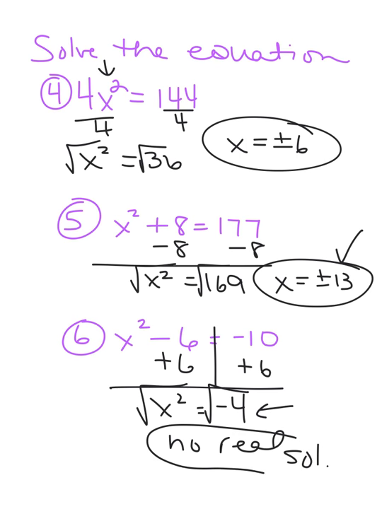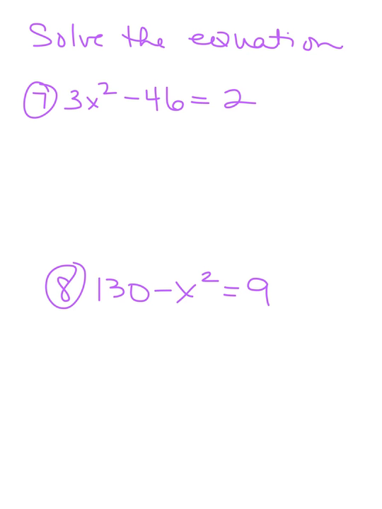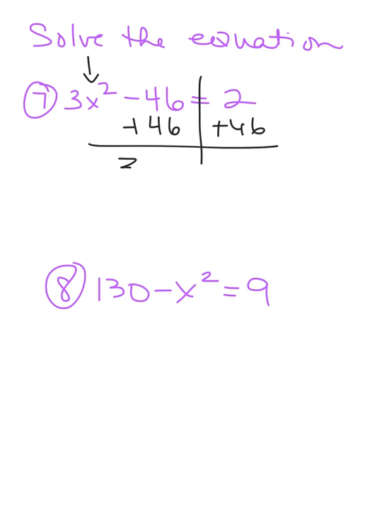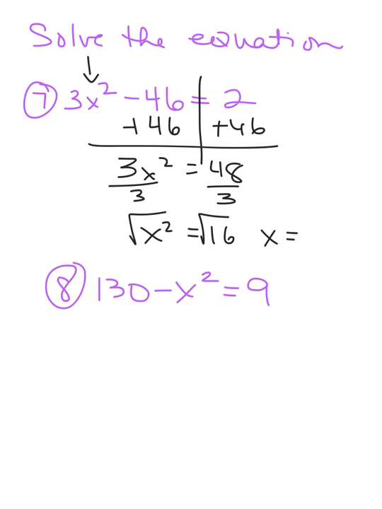Let's continue solving some equations. And number 7, this is going to be a multiple step process. So there's my wall. I want to get my x squared by itself. So the first thing I'm going to do is add 46 to both sides. And I'm left with 3x squared is equal to 48. Divide both sides by 3. And I have x squared is equal to 16. Take the square root of both sides. And x is equal to plus or minus 4.